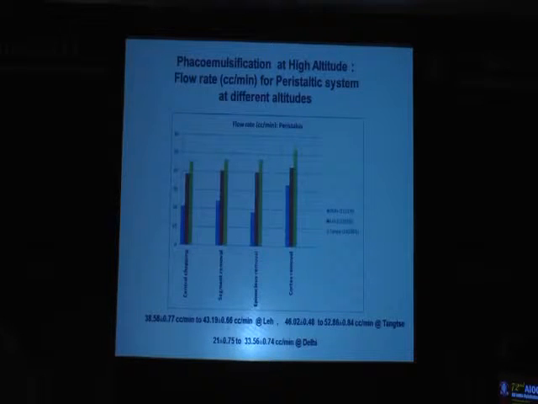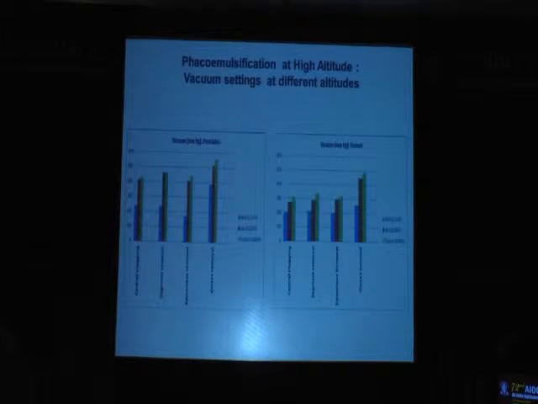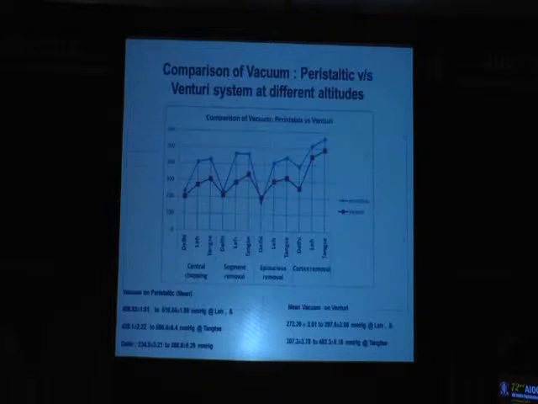When we go for the flow rate for the peristaltic system, at ground level it was ranging from 21 to 33 cubic centimeters per minute, whereas for Leh it was ranging from 38 to 43, and for Tangtse it required a higher flow rate of 46 to 52. Now, this was the reason that you have to go with the higher flow rate, which is not possible in the venturi system. The efficacy of the venturi system was not as good as it was found with the peristaltic system.